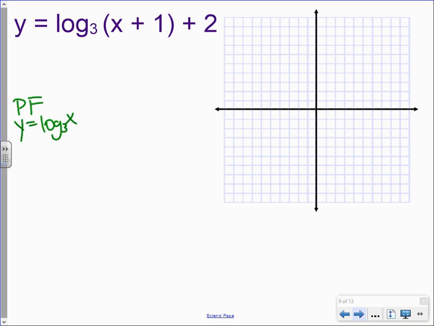Okay, let's talk about that parent function. When you determine what the parent function is, for a logarithmic graph, you're going to put the negative 1, 0, 1 in the y column, and then determine what your x values are. 1/3, 1, 3. Okay, so you figure out your values for the parent function. Then we need to do our transformations.